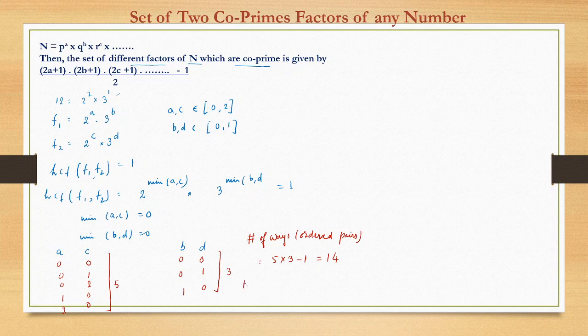But if the number of unordered pairs is asked, unordered pair means we are not very concerned about whether A takes 0 or C takes 1, or A takes 1 or C takes 0. Both are the same for us. So in that case, it will be just half of the previous case, 14 by 2, that is 7. So this is the way we approach the question.